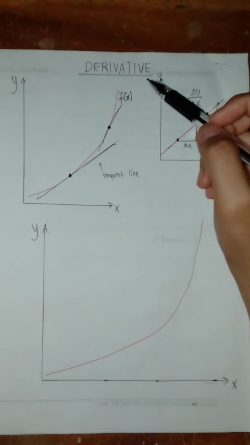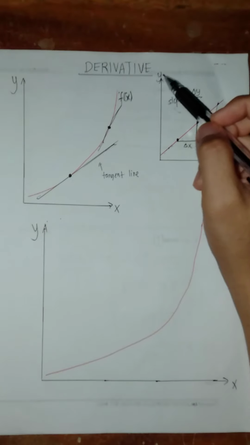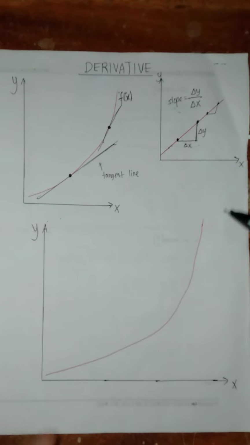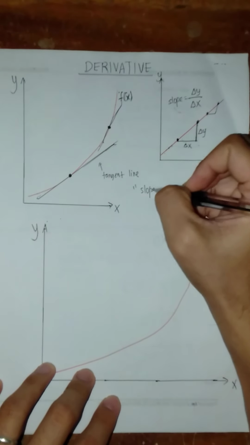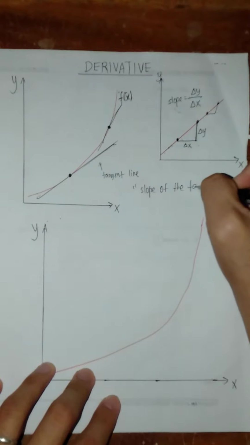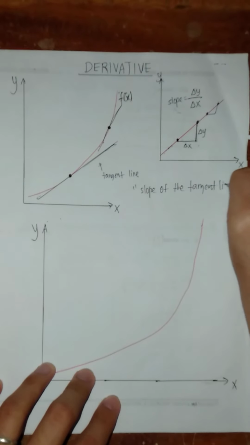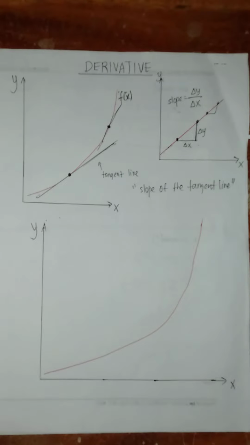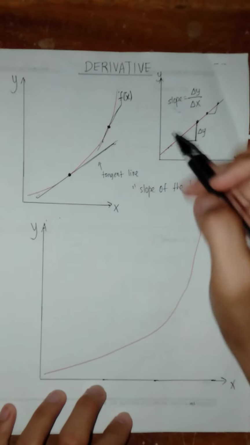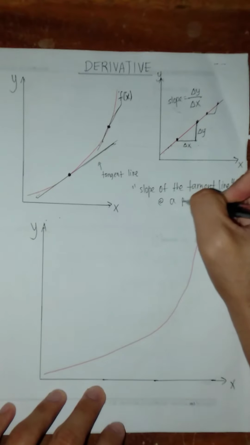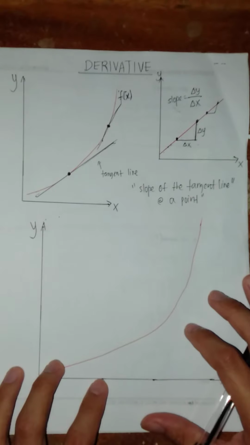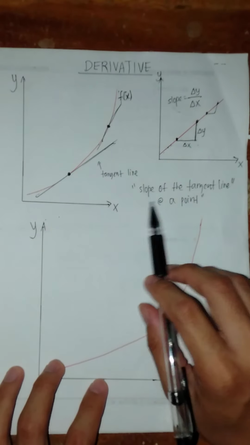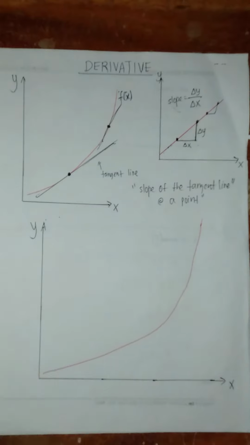So, derivative kasi guys is the concept of finding the slope of the tangent line. So, tandaan nyo yun ha. The concept of derivative is finding the slope of the tangent line at a point. Ayan. So, that's how you get the idea of a tangent line. That's the concept ng derivative.